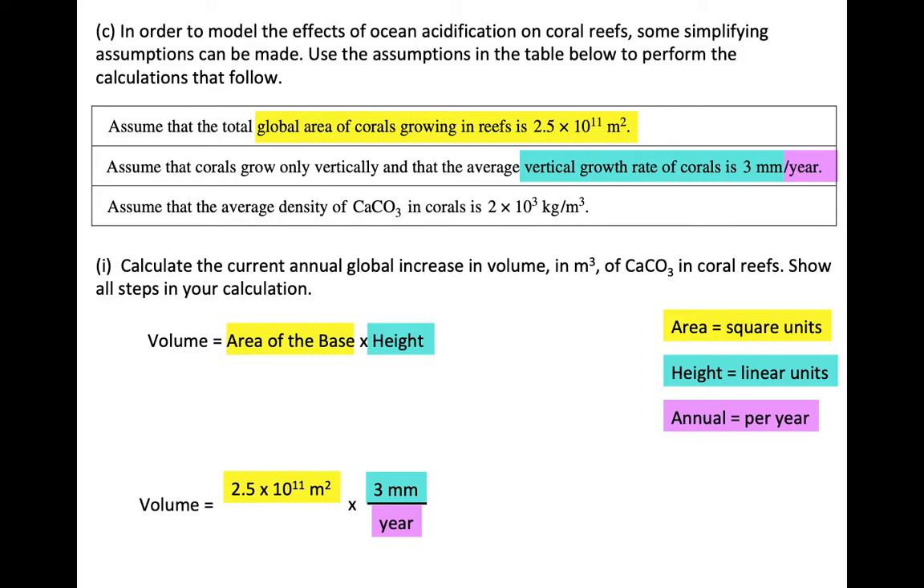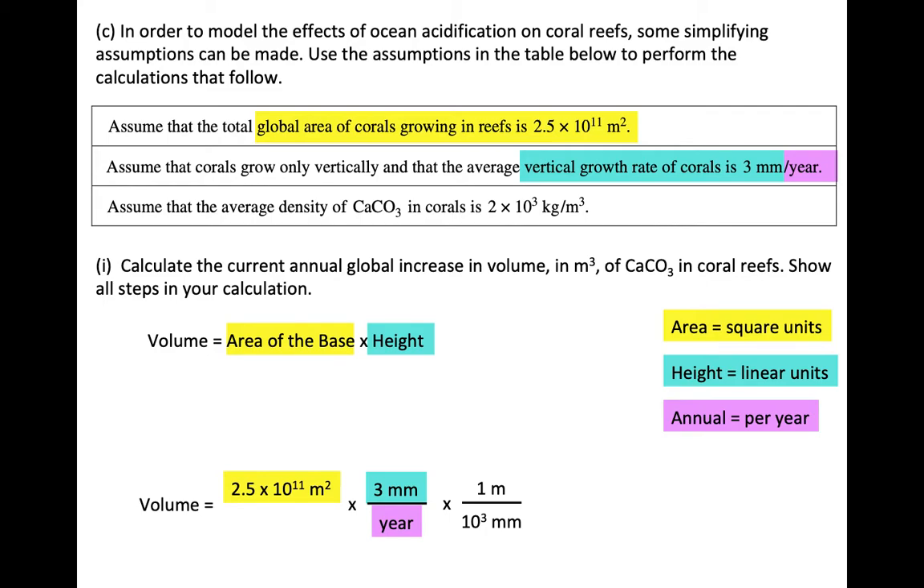That's not going to get me what I want. So I need to convert the millimeters to meters. So I'm going to do that now. We know that there are 1,000 millimeters in 1 meter. We want the millimeters in the denominator so that they cancel with the millimeters in the numerator. And so I did 1 millimeter over 10 to the third millimeters.